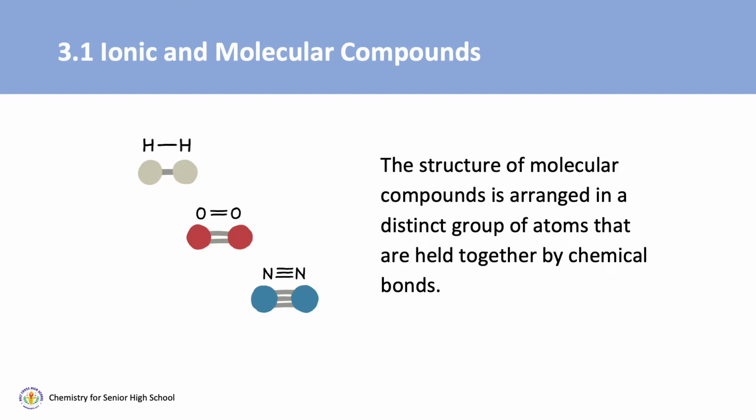On the illustrations on the left-hand side of your screen, you can see the different chemical bonds that have been mentioned. First we have the hydrogen bond. You see two hydrogen atoms and they are bonded together by what we call a single bond. For the second part, we have two oxygen atoms and they are bonded together by what we call a double bond. And lastly, for nitrogen, they are bonded together by what we call a triple bond. So these are some chemical bonds that we should know about.